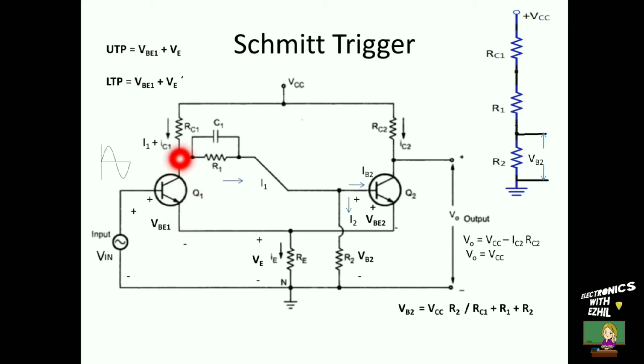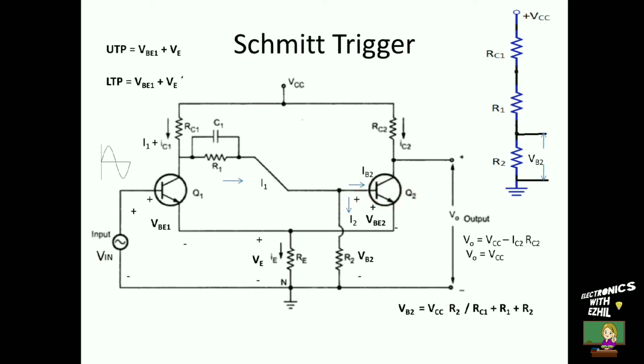The voltage at this point is equal to VCE saturation because more voltage will be applied across the resistor RC1. Less voltage will be applied to the base of transistor 2, which makes transistor 2 go to the off state. This is the second stable state of this Schmitt trigger circuit, which is Q1 on and Q2 off.